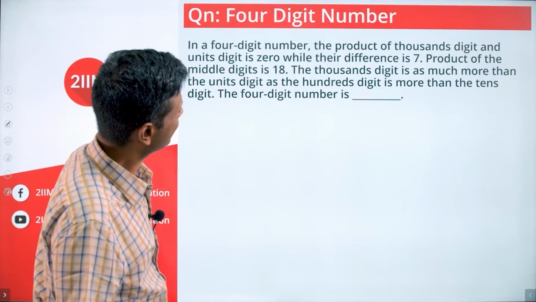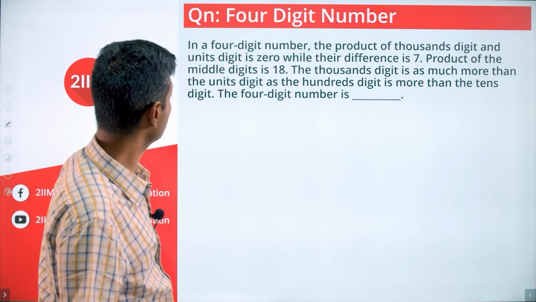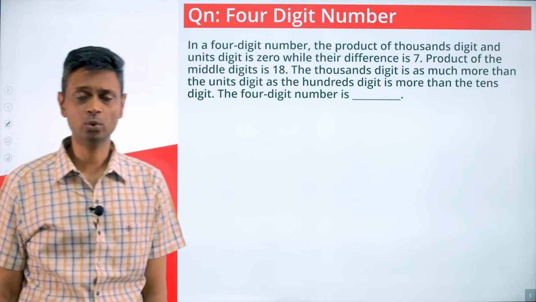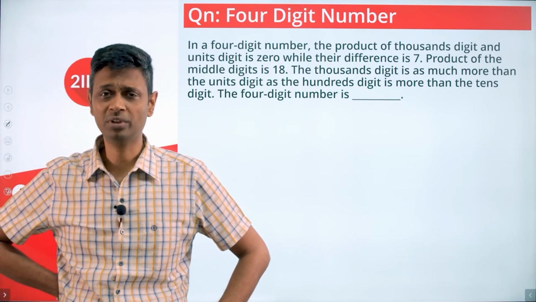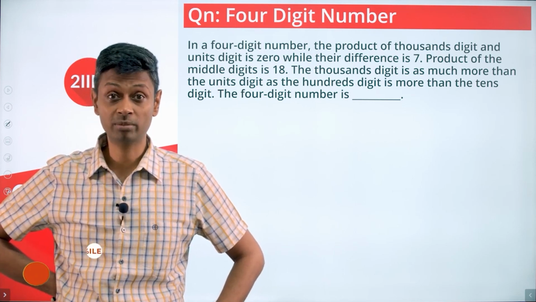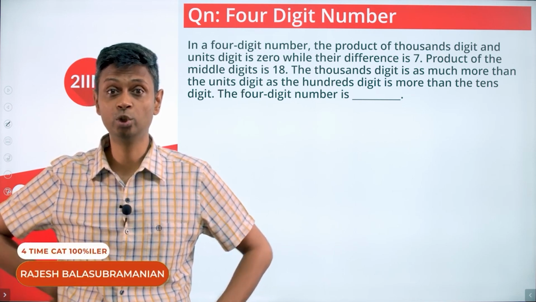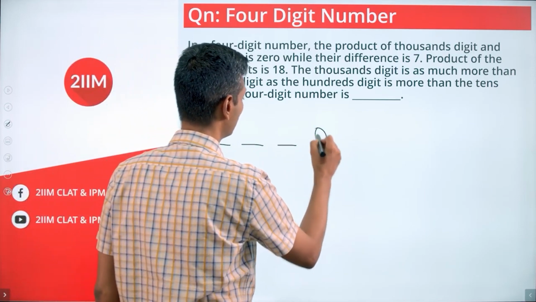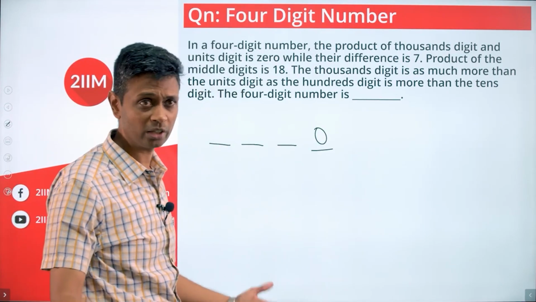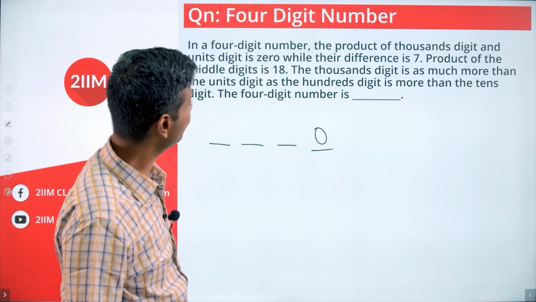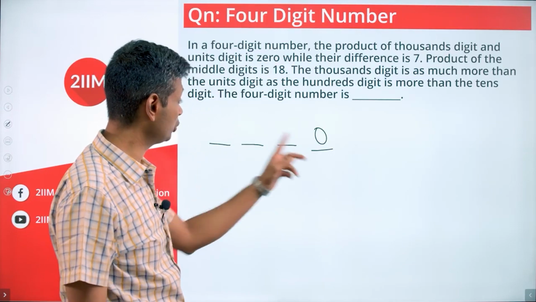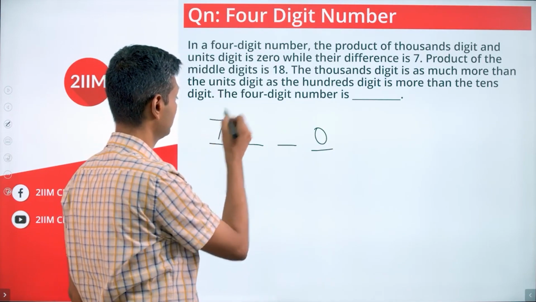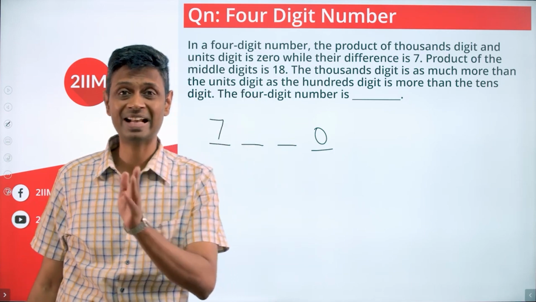In a 4-digit number, the product of the thousandth digit and the unit digit is 0. Lovely. So one of the digits is 0. It's a 4-digit number, so the thousandth digit cannot be 0. Unit digit is 0: dash, dash, dash, 0. Straight away, we got that. And while their difference is 7, oh brilliant. Thousandth place, unit place, difference is 7. This should be 7. We're dealing with a number that is 7 dash dash 0.